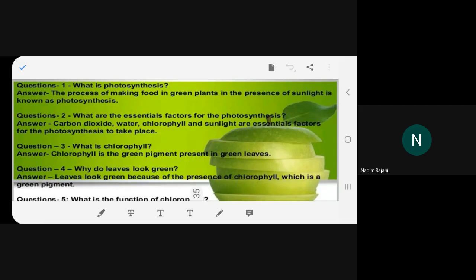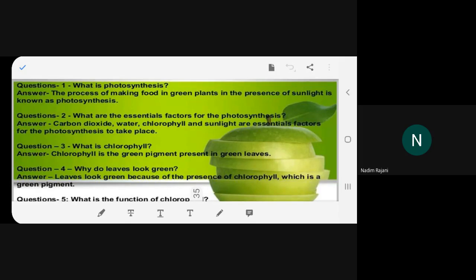Yes, ma'am. Read from the first question. Question number 1. What is photosynthesis? Answer. The process of making food in green plants in the presence of sunlight is known as photosynthesis. All of you agree? All of you agree? Okay, second. Yes, ma'am.